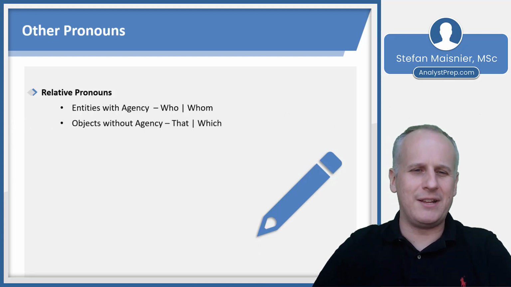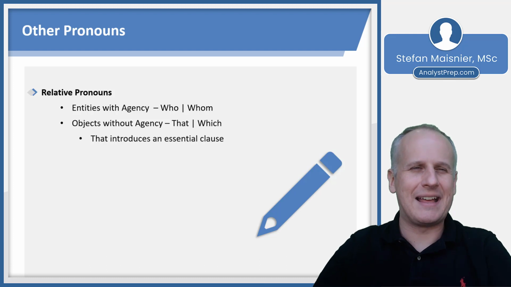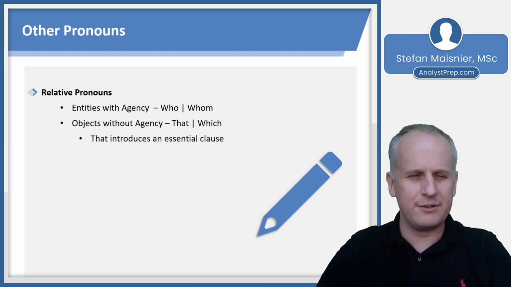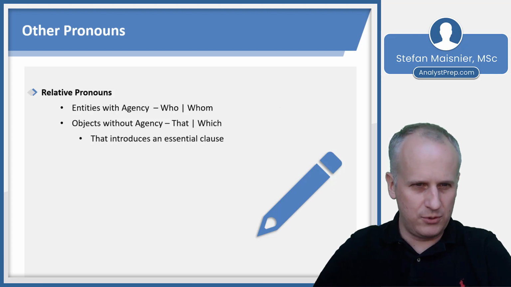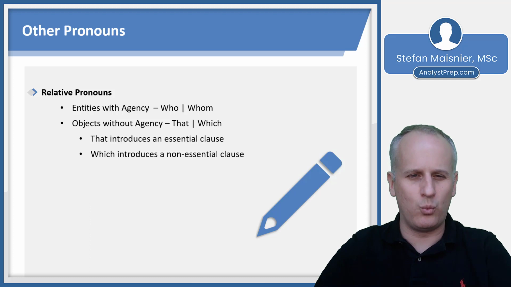Now, your objects without agency, as far as relative pronouns go, are going to be "that" and "which." There are distinct differences between that and which, even though they can be used interchangeably, incorrectly, in colloquial English. "That" introduces an essential clause. That means a clause within the sentence that, if you pull it, the sentence falls apart. So if you are using the relative pronoun "that" to introduce something that is essential to the sentence, you need to use "that." But if you're introducing a non-essential clause, something that if you pulled it out of the sentence could still stand alone, you'll instead use "which," which introduces a non-essential clause.